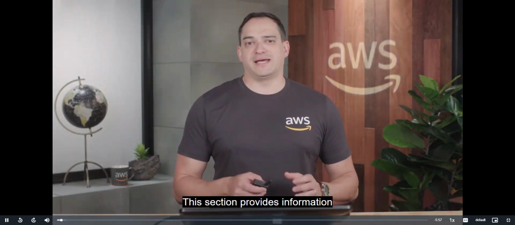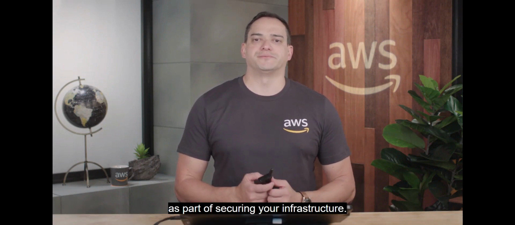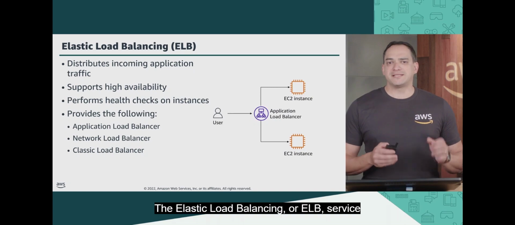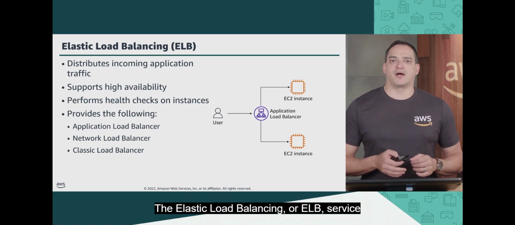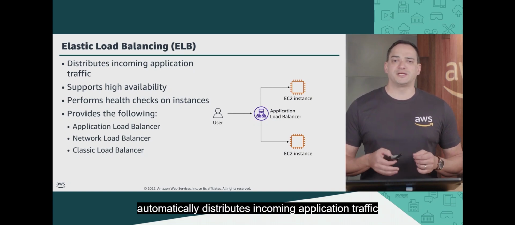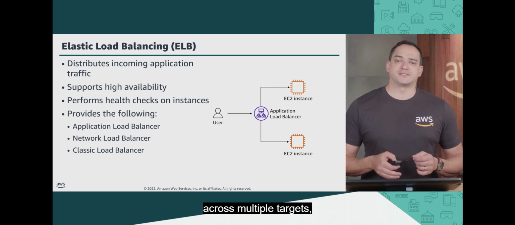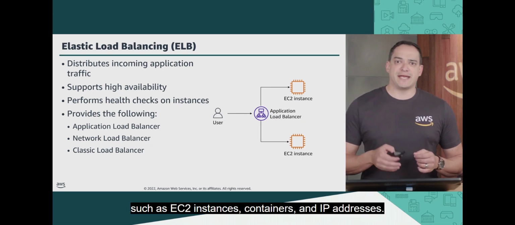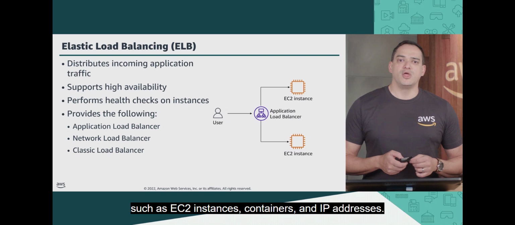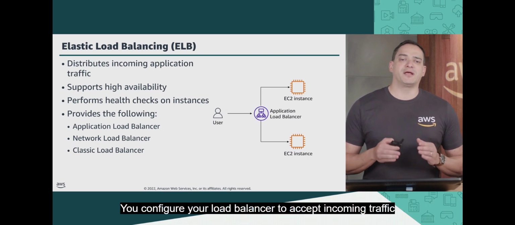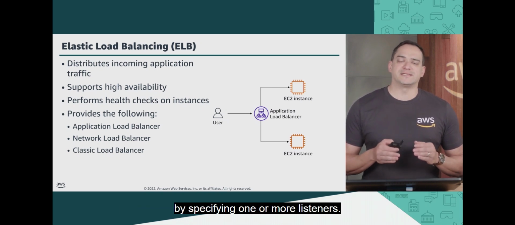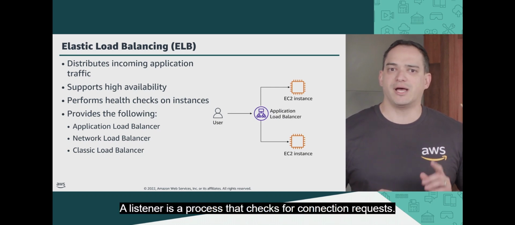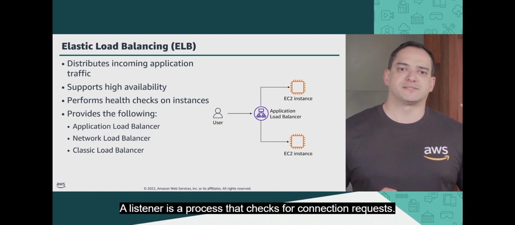This section provides information about using load balancers as part of securing your infrastructure. The Elastic Load Balancing, or ELB, service automatically distributes incoming application traffic across multiple targets, such as EC2 instances, containers, and IP addresses. You configure your load balancer to accept incoming traffic by specifying one or more listeners. A listener is a process that checks for connection requests.